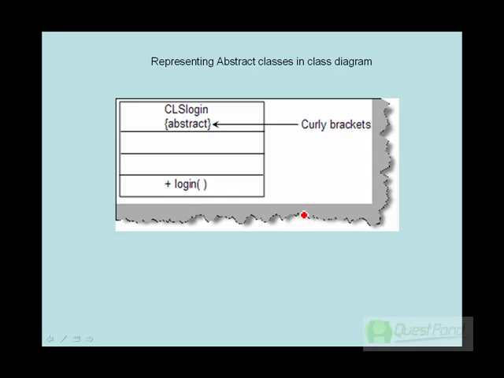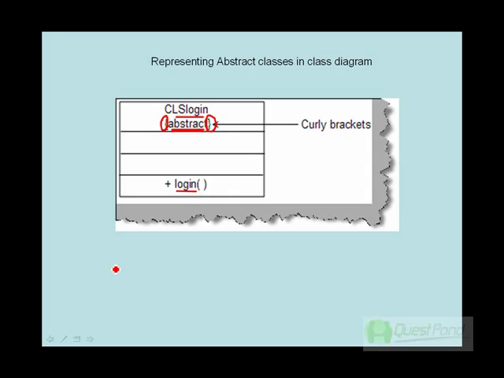The second important class which every language has is the abstract class, and abstract classes are again one of the important parts of any software project. Abstract classes are represented by using curly brackets at both the left and right hand side and writing the abstract keyword in the class name. So we write abstract between the left hand curly bracket and the right hand curly bracket, and then the class name. Over here this is CLS login, and it's not a simple class, but an abstract class with a login method.